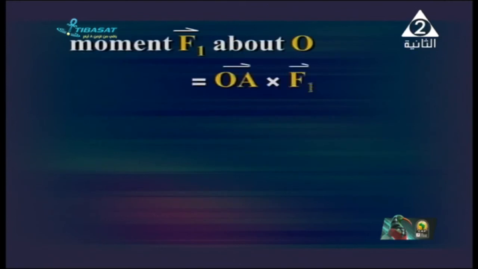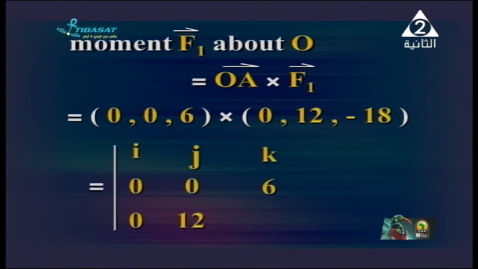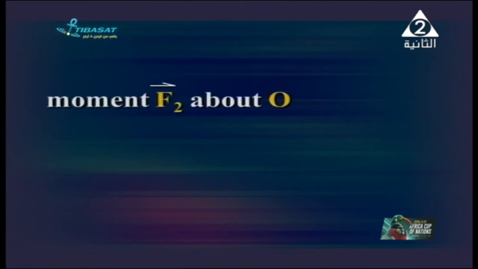Moment F1 about O, the origin point, is OA cross F1. What is the OA? It is the position vector of A, 0, 0, 6, cross the component of F1, 0, 12, -18. By using determinant, first row IJK, second row 0, 0, 6, third row 0, 12, -18. Then answer is -72I. This is the moment F1 about O.